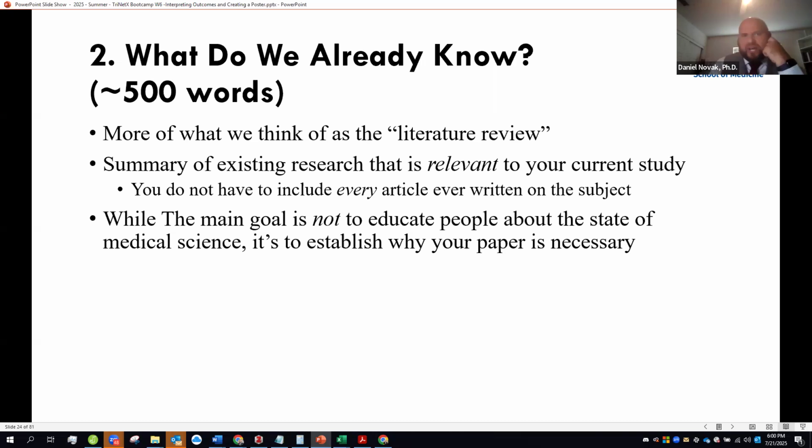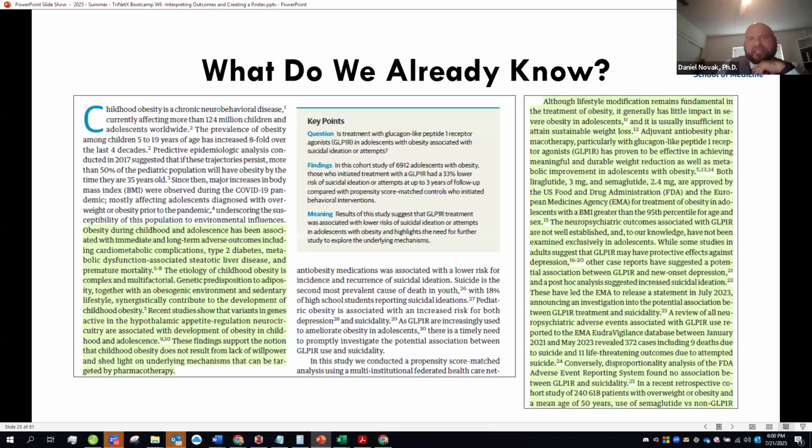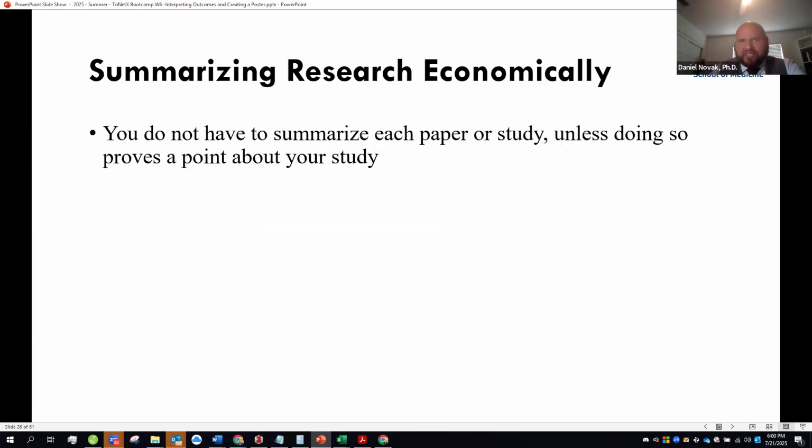You have to do that as part of your scholarship. The main goal is not necessarily to educate people about the state of medical science in this area. It's to establish why your paper is necessary. And they do a really great job of doing that. You can see these two parts in green, actually from two different sections of that entry, do a fantastic job of summarizing what's already known and connecting that directly to their planned analysis. Doing that in an economical and good way is your main goal.